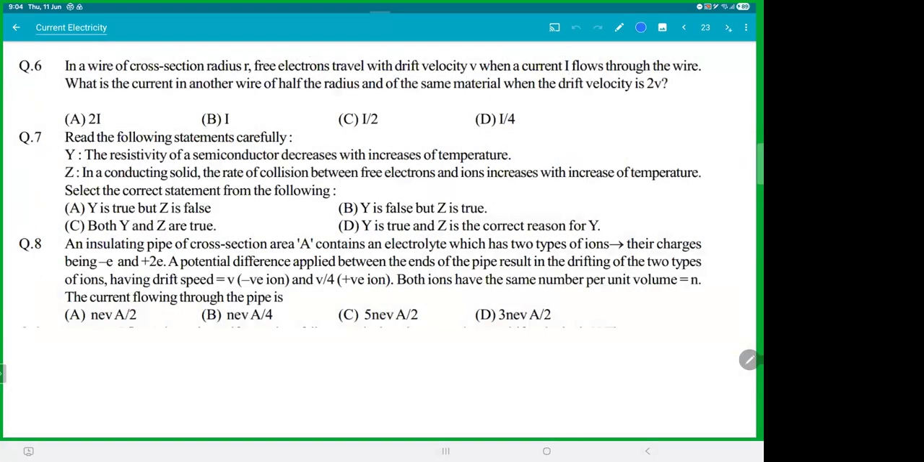Let's get this. These are some theoretical questions on whatever we have done so far.